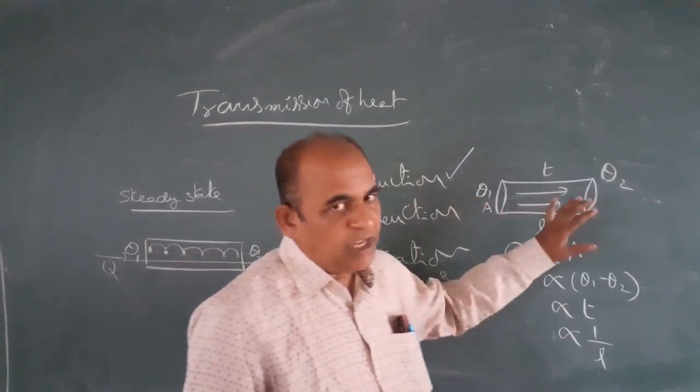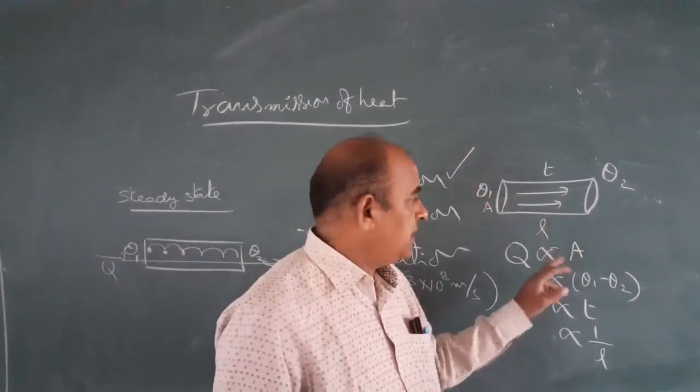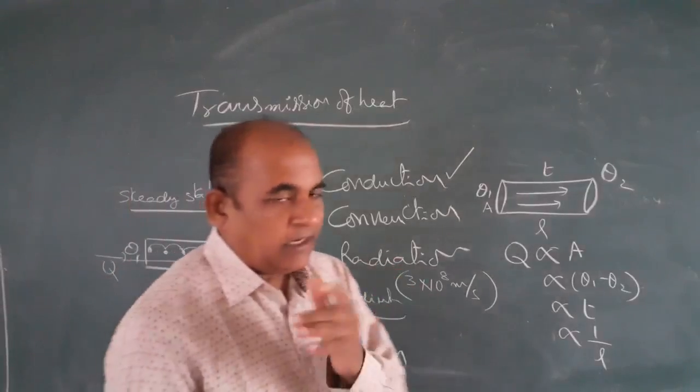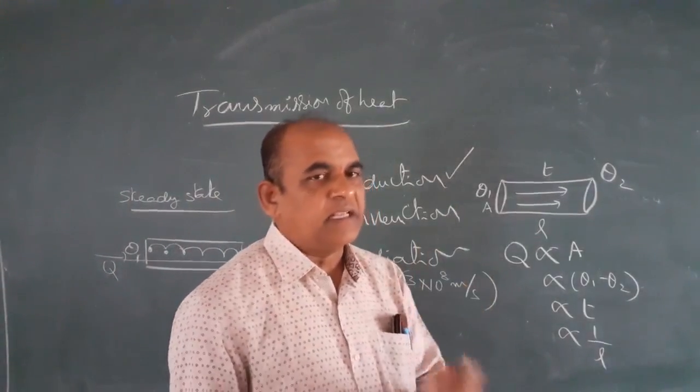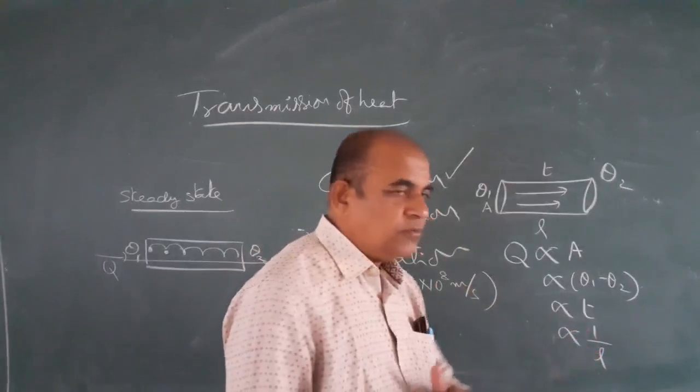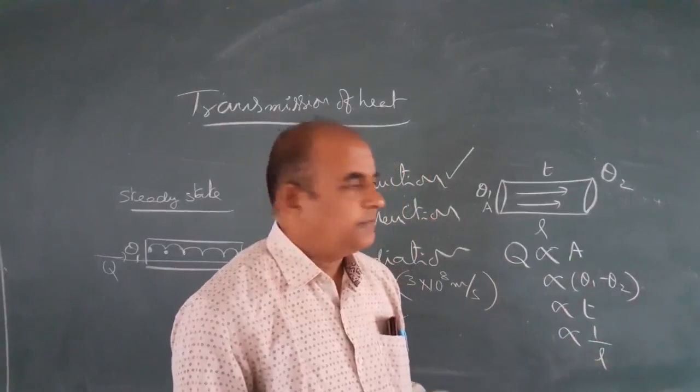Heat transfer through a conductor is directly proportional to, that means depends on, the area of cross section. More area, more heat can transfer. More temperature difference, more heat can transfer. More time, more heat can transfer. And if the length of the rod, its thickness, is less, more heat can transfer. So thin walls can transfer more heat compared to thick walls. So the vessels are made with thin walls only, because thin walls mean more heat can transfer into that vessel.